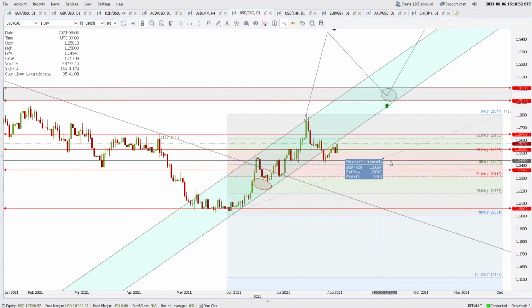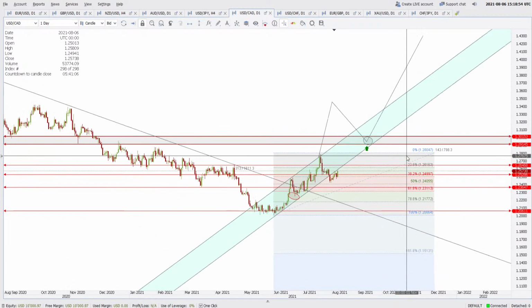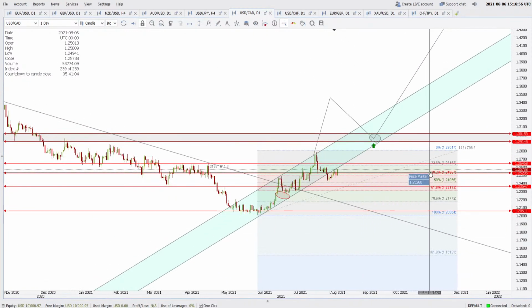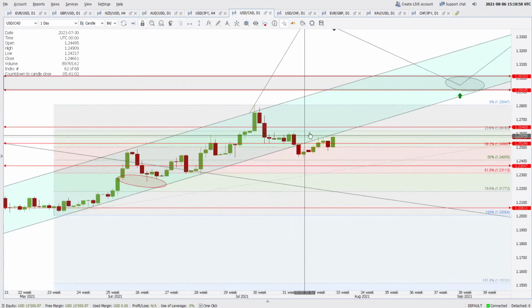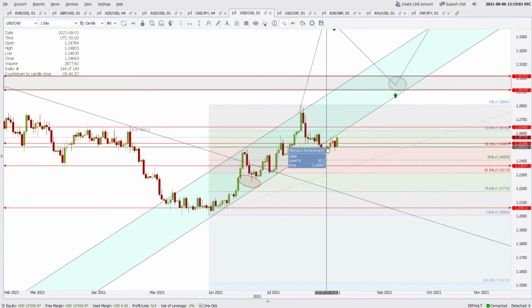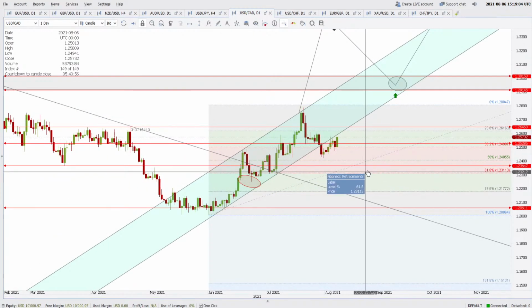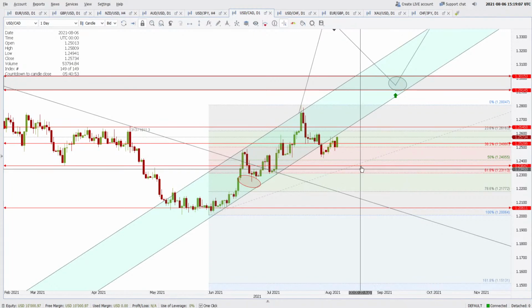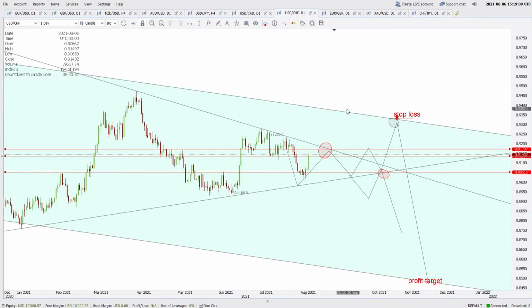Okay, so you got the idea of where the resistances are. 1.2646 is the resistance. This rising channel's support line may act as a fresh resistance for the price. On the downside, 1.2528 is the support, and after that 1.2364 is the support for the price.